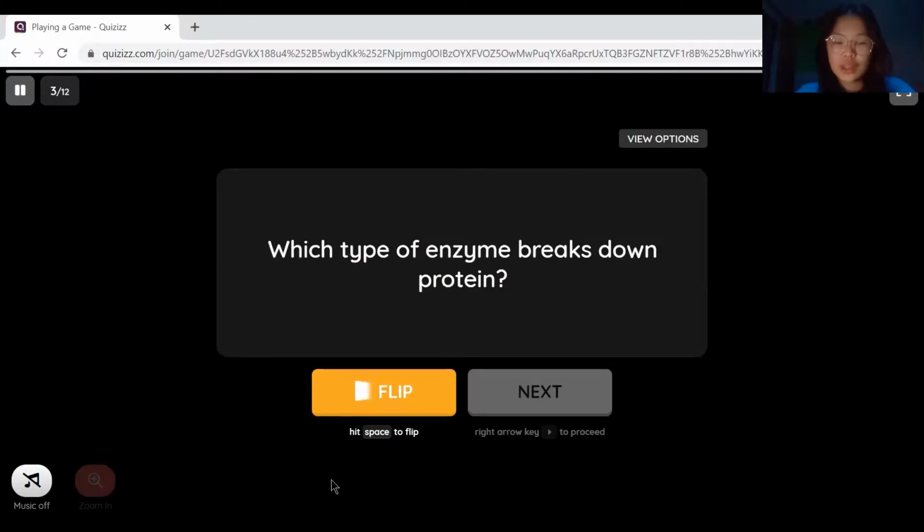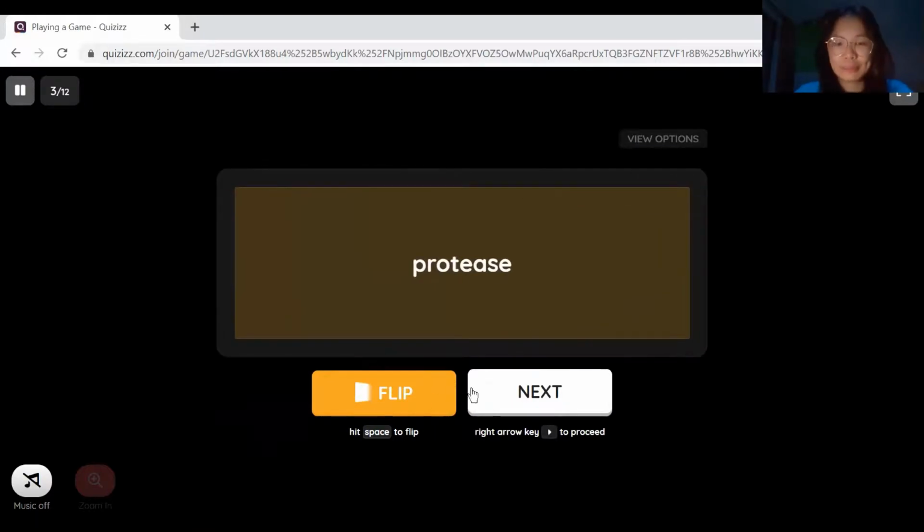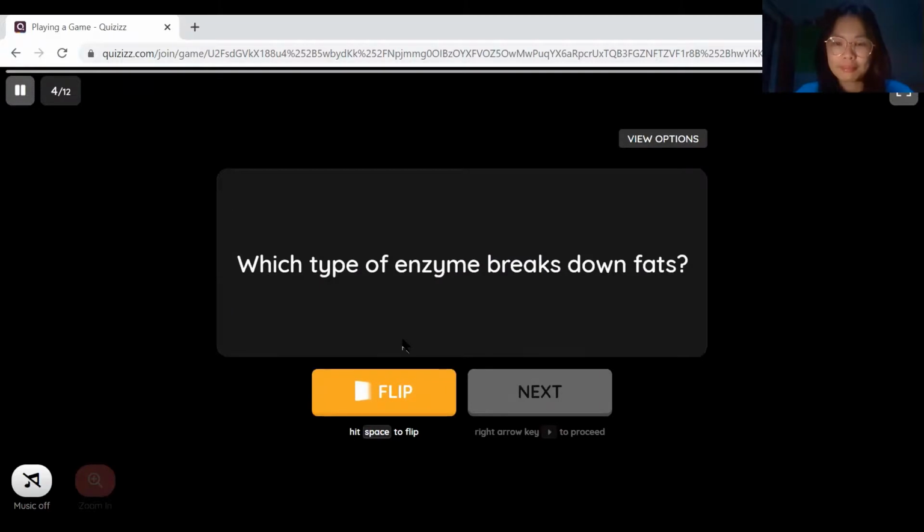Next question, which type of enzyme breaks down proteins? I actually just gave this answer before in the first question. I hope you guys have locked in on your answers. I'll be flipping it now. It is protease. Just a key reminder, probably like a hint: protease and proteins both start with prot. So it's just the E's and ins. So that's an easy way to remember it.